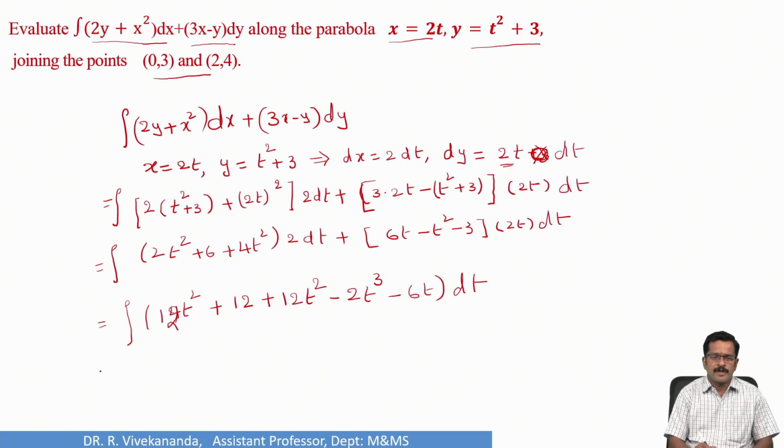Now you try to simplify. Minus 2t cube plus 12t square plus 12t square is plus 24t square, minus 60. We have only one t term, that is minus 60 t, and the constant term is 12, into dt.